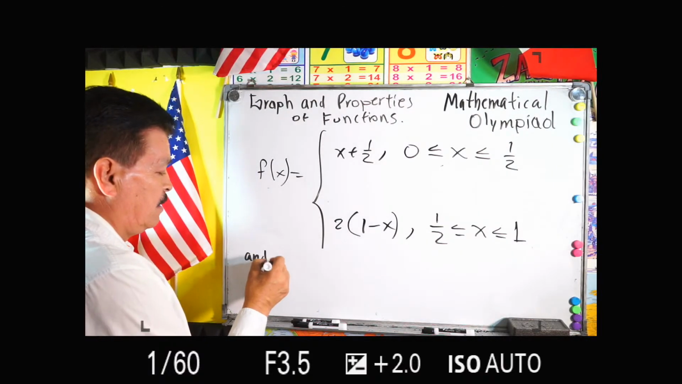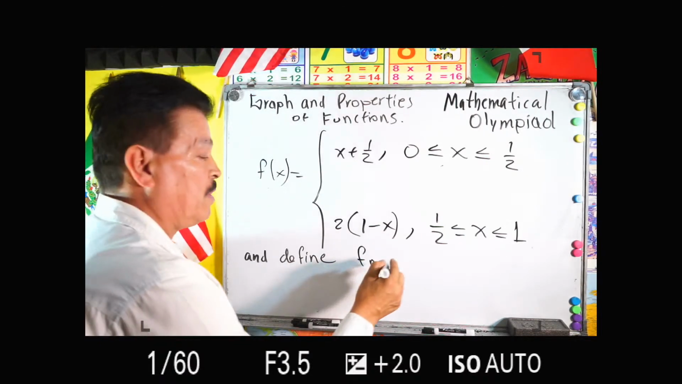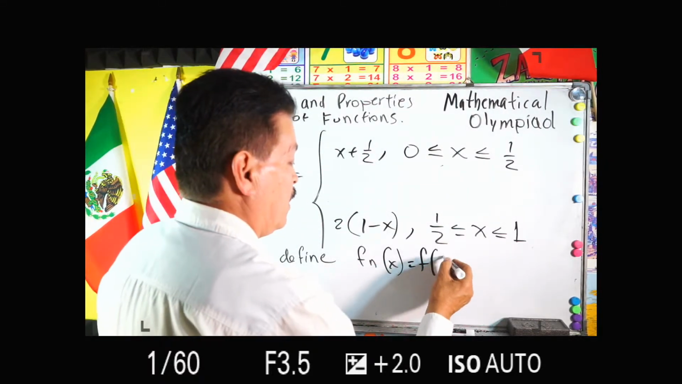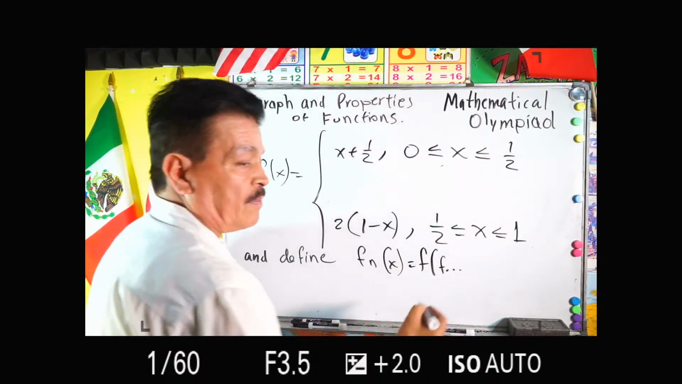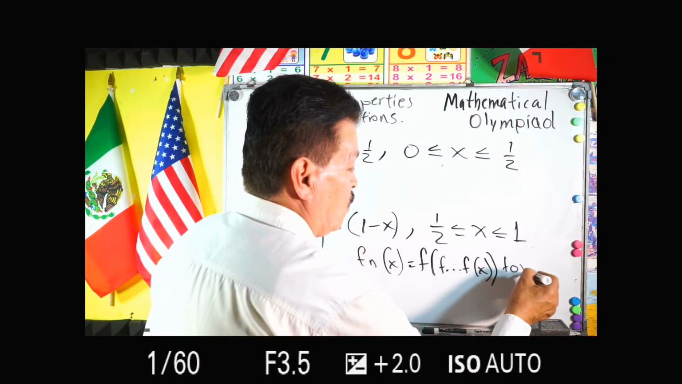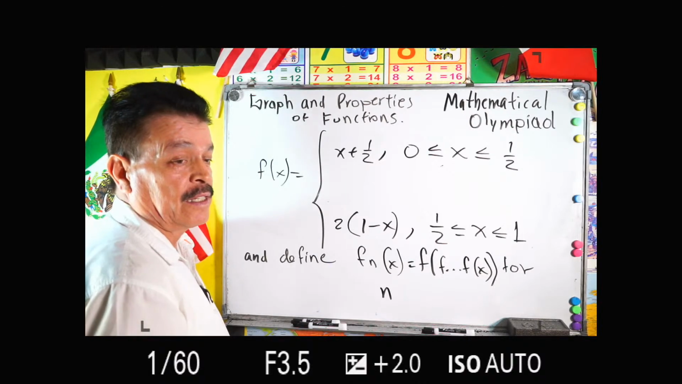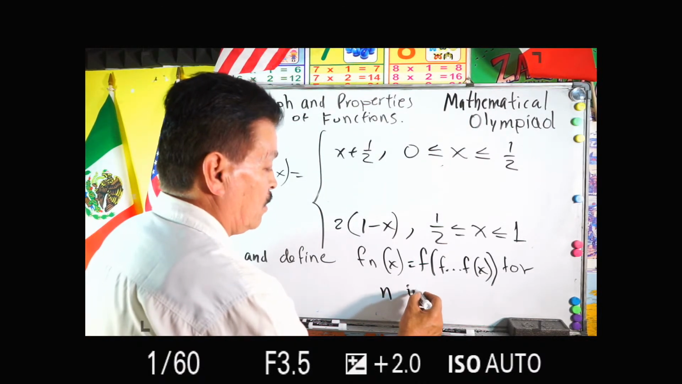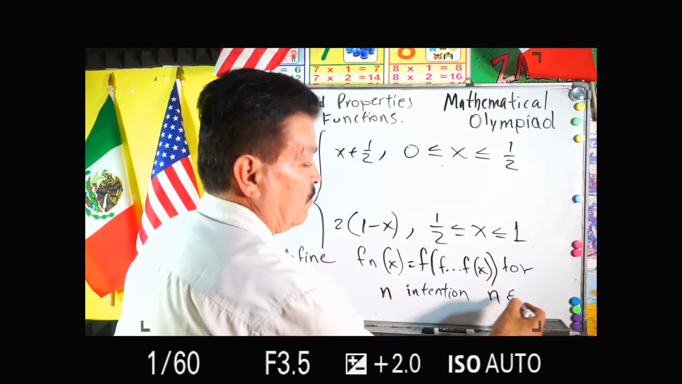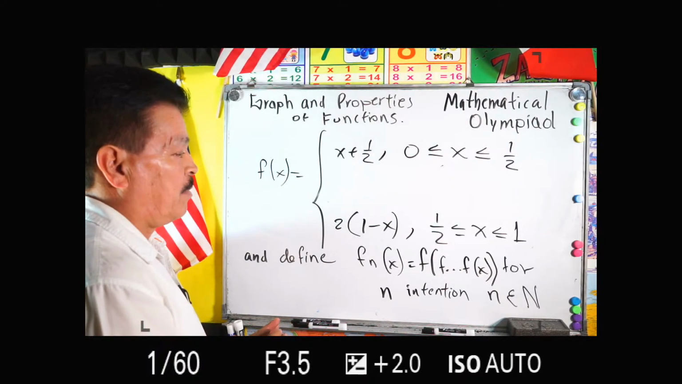And define f_n of x, like a formula, equals f of f of x, the composition, for n belonging to the natural numbers. Okay, this is like our problem here.